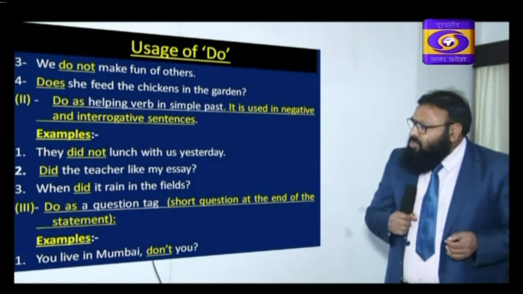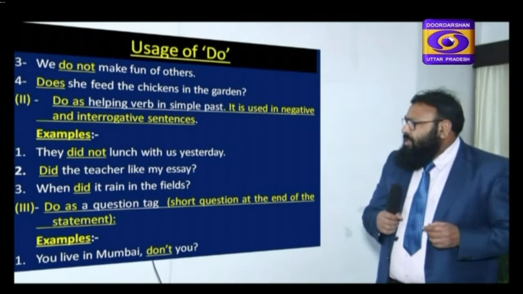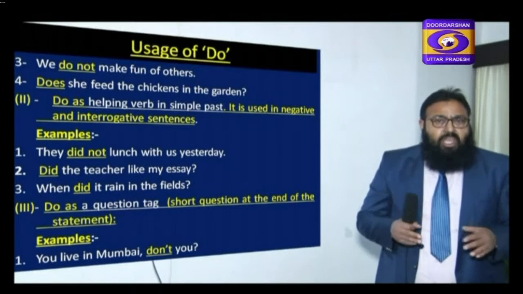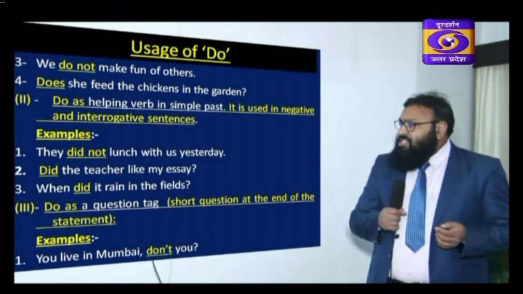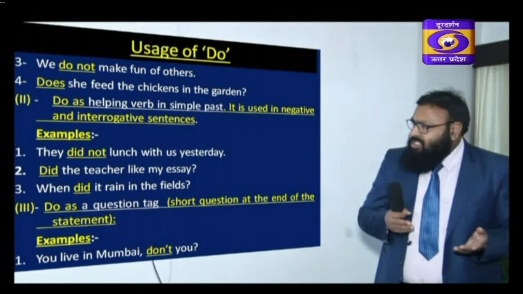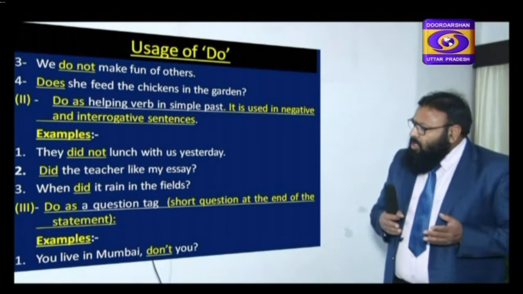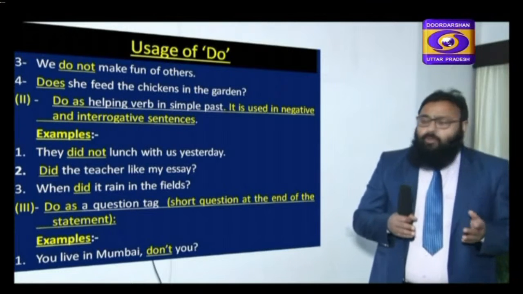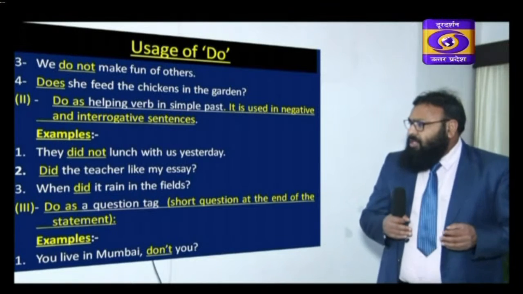Now the second usage of do as a helping verb is in the simple past. It is used in negative and interrogative sentences. It is not used in affirmative sentences. Examples are: they did not lunch with us yesterday. It is now did not helping us to identify that the process of lunching took place in the past and it was in the negative.